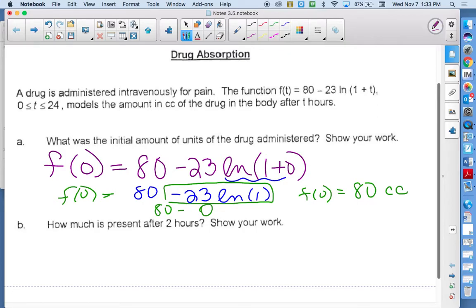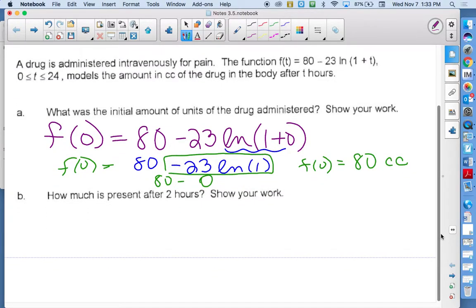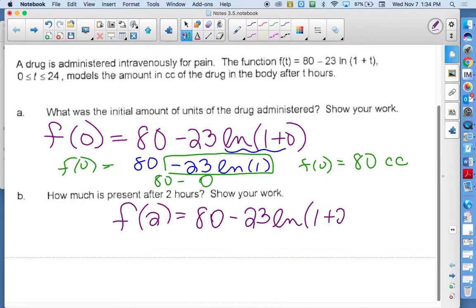The second question says, how much is present after 2 hours? So 2 hours has gone by. How much remains in the bloodstream? What would you do to find out how much is remaining after 2 hours, Chelsea? You plug in a 2 for t. Yeah, so we'll plug in a 2 for t. So now we have 80 minus 23 natural log of 1 plus 2.